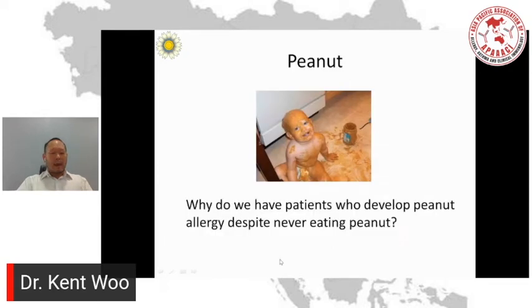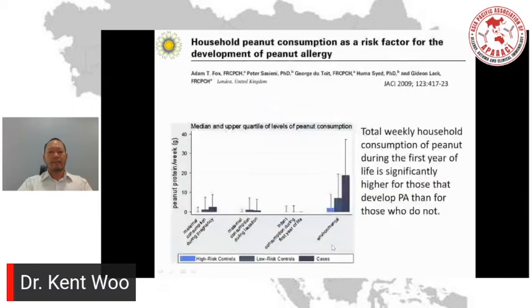So then we move on to the question about children. Why do we have children who develop peanut allergy despite never eating peanuts and they're not using skincare products containing peanut protein? This is a study that was done by Gideon Lack's group, started in 2009, published in JACI. What they found was that in these children that had peanut allergy, they actually had higher environmental exposure to peanut protein through the consumption of peanut in the household.